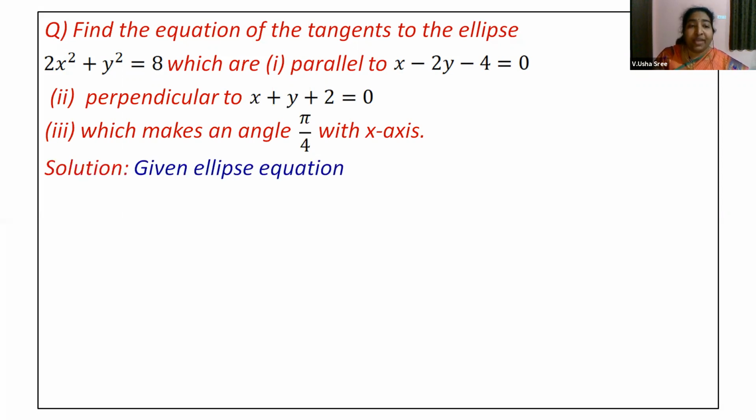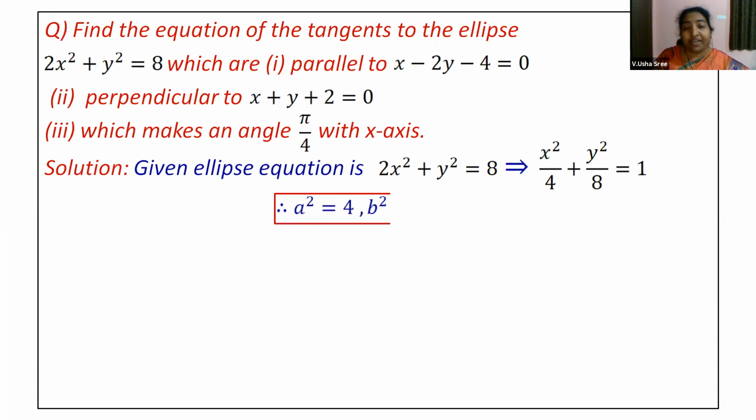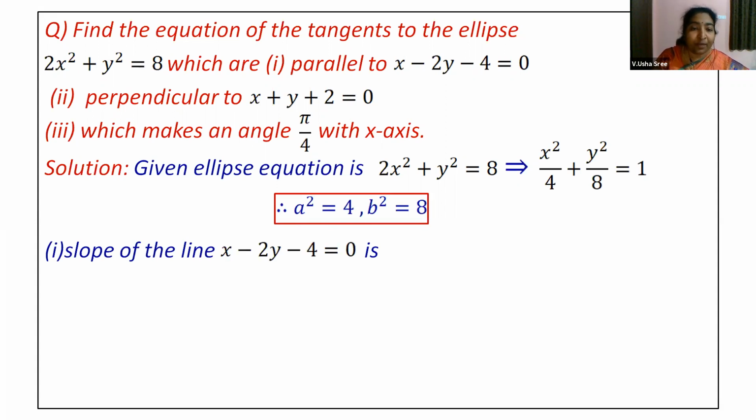All right. Now we are given the ellipse equation as 2x square plus y square equal to 8. So we can write it as x square by 4 plus y square by 8 is equal to 1. Now here clearly we can write a square equal to 4 and b square equal to 8. Then, the slope of the line x minus 2y minus 4 equal to 0. What is the slope of this line? Just calculate and check it, children. It should be m is equal to 1 by 2, isn't it? So we got the slope.